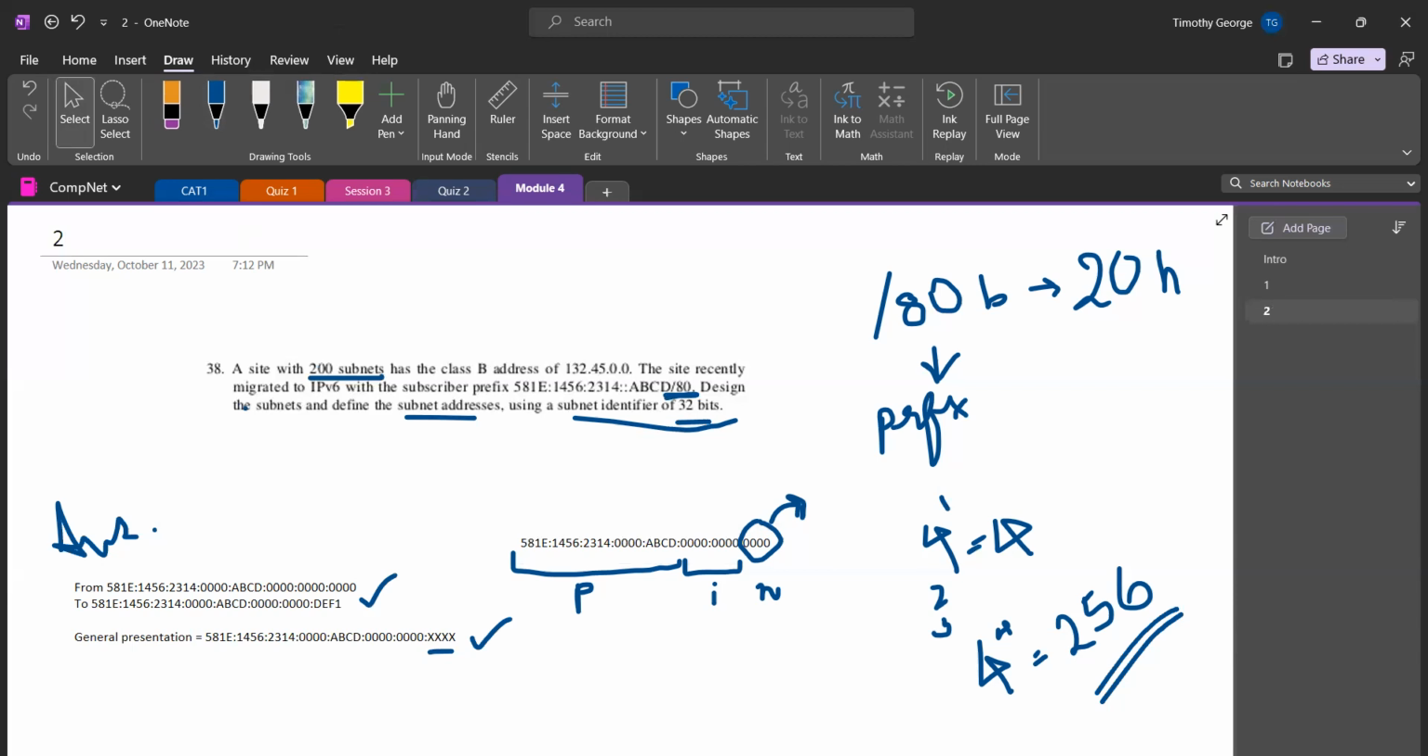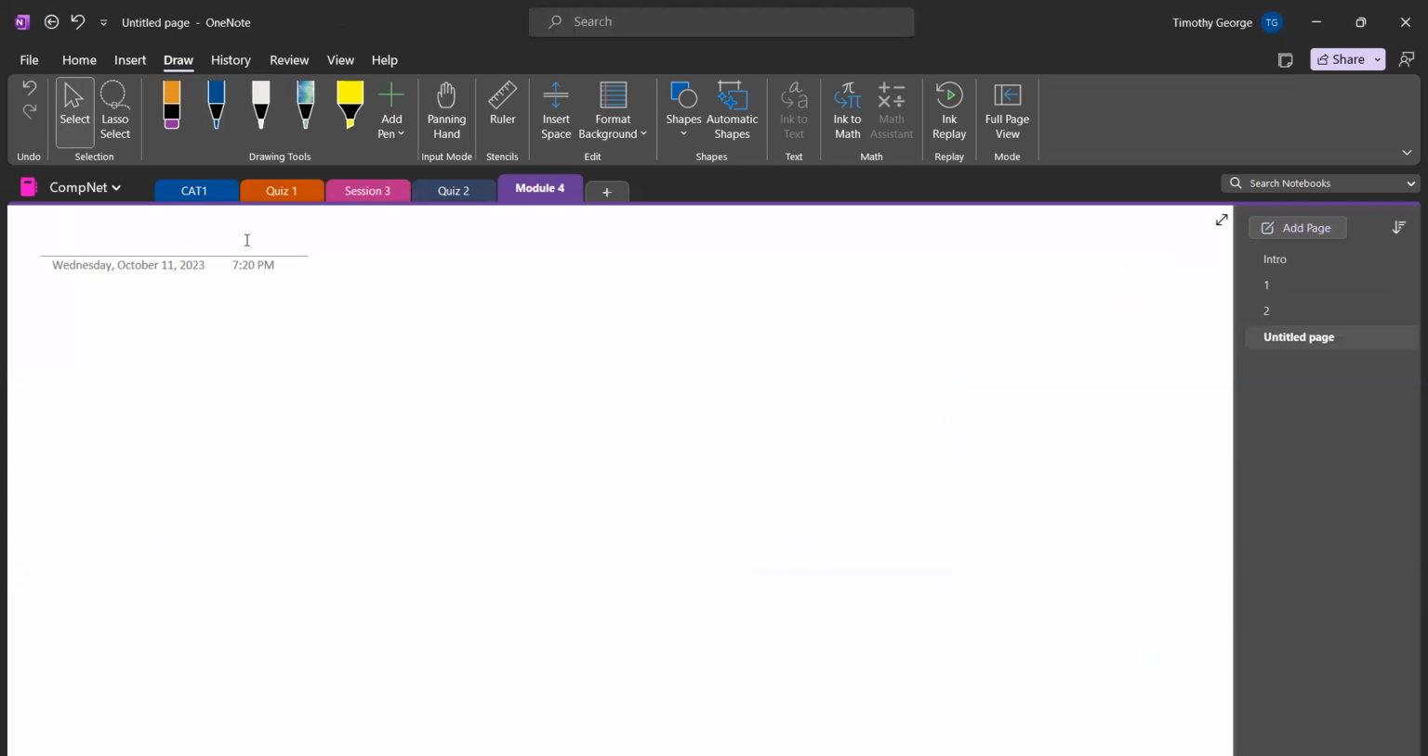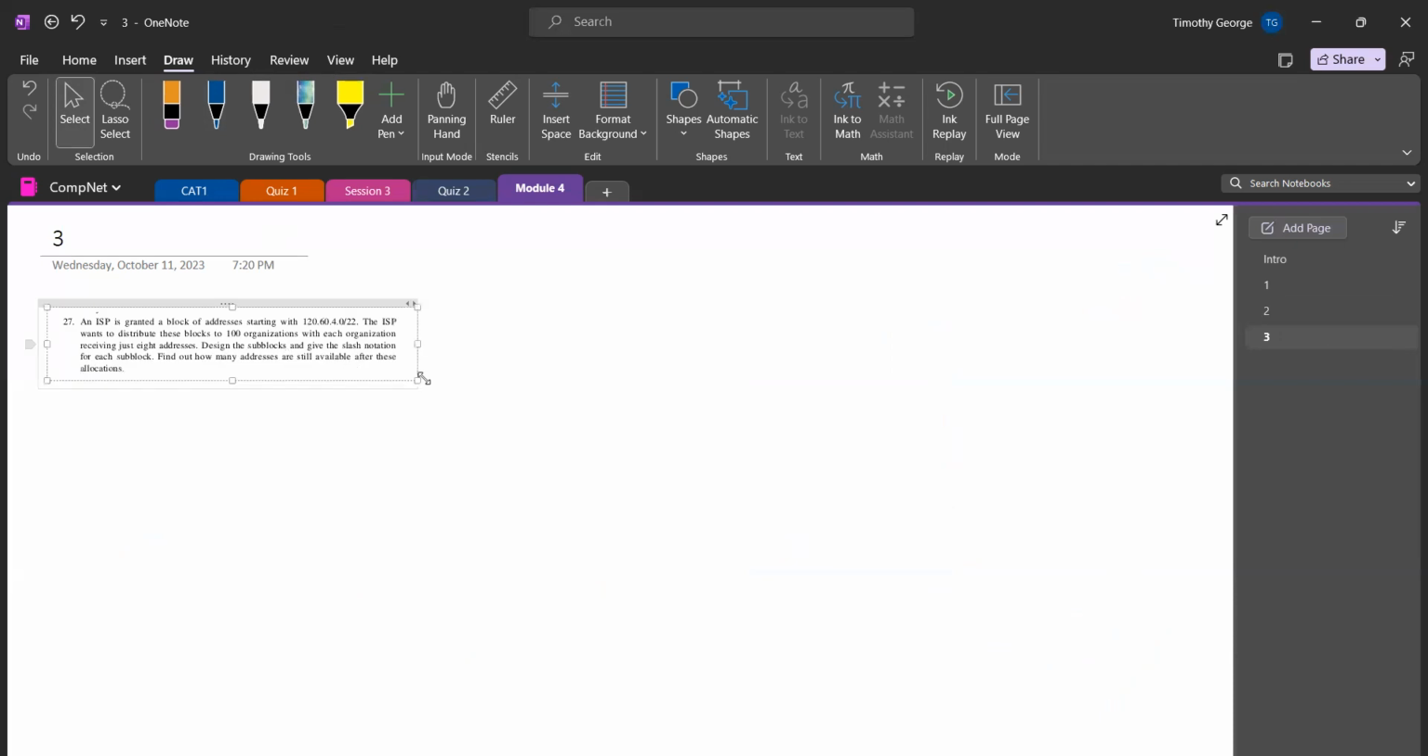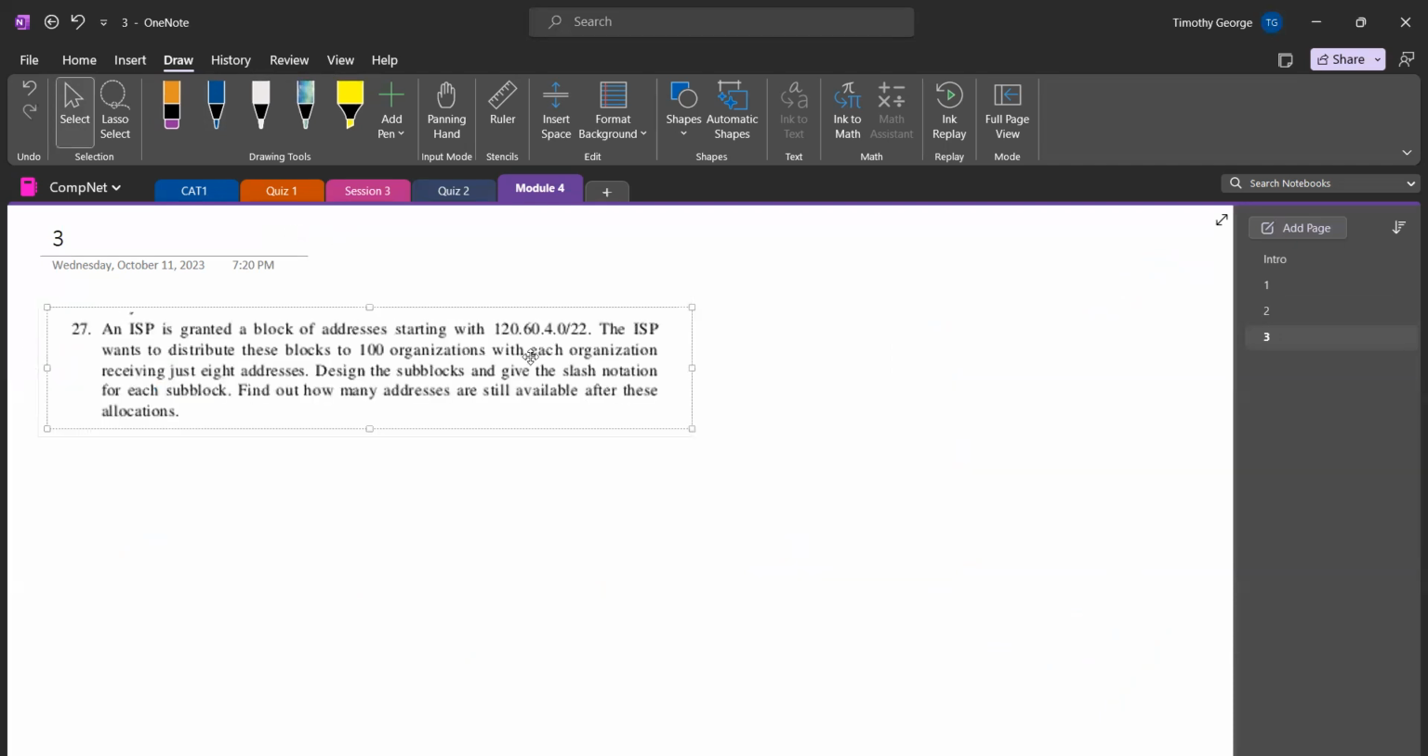Okay, let's do an IPv4 question. An ISP is granted a block of addresses starting with this address. When you see the address, you should know we are talking about IPv4. The ISP wants to distribute these blocks to 100 organizations, with each organization receiving just 8 addresses. Design the subblocks and give the slash notation for each subblock. Find how many addresses are still available.